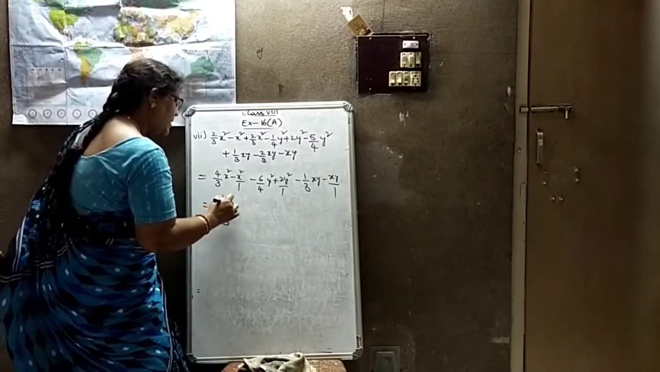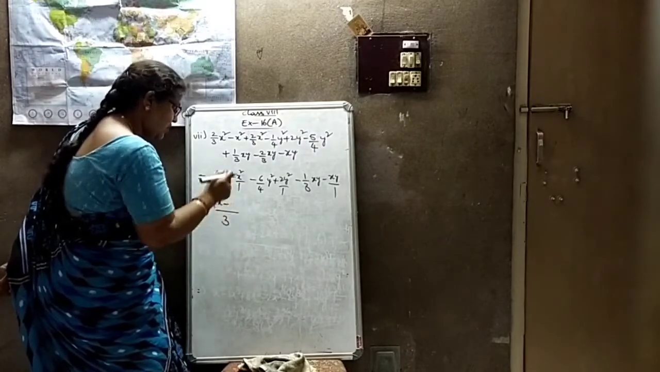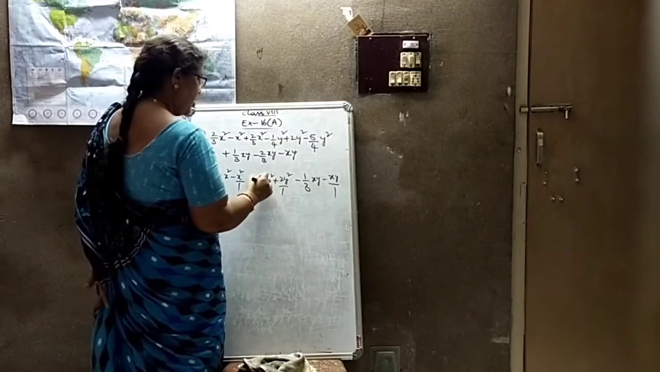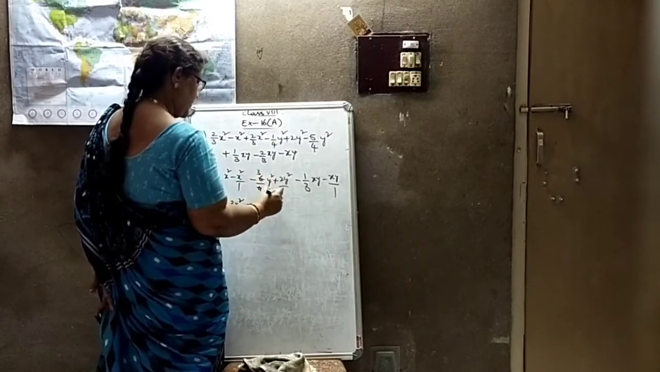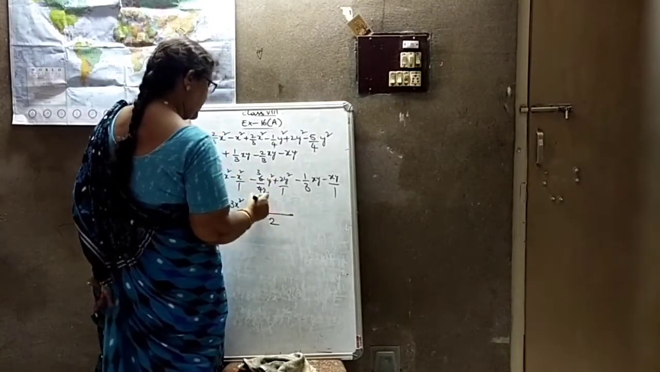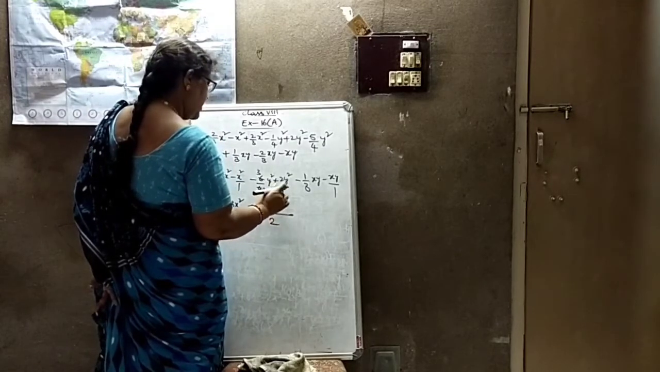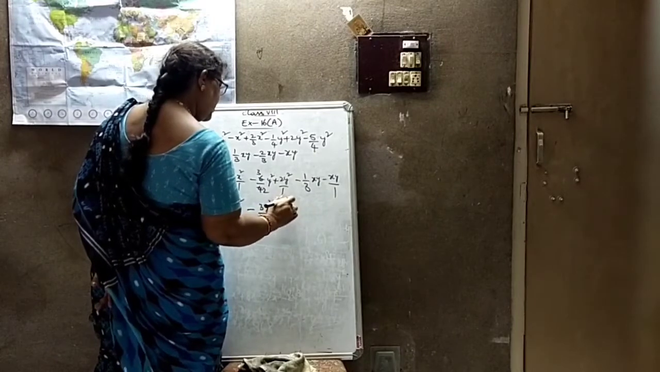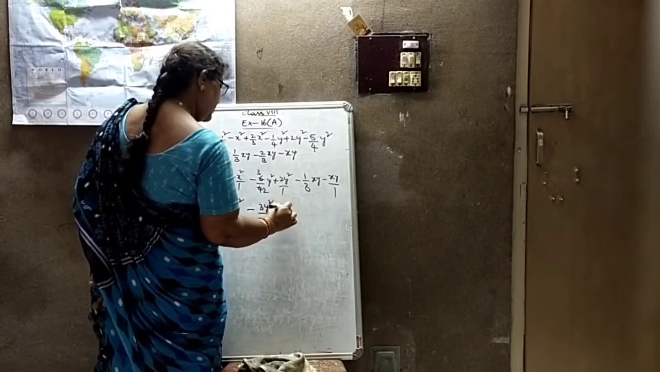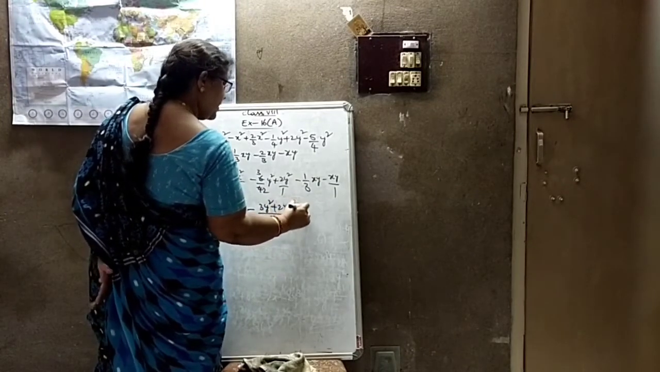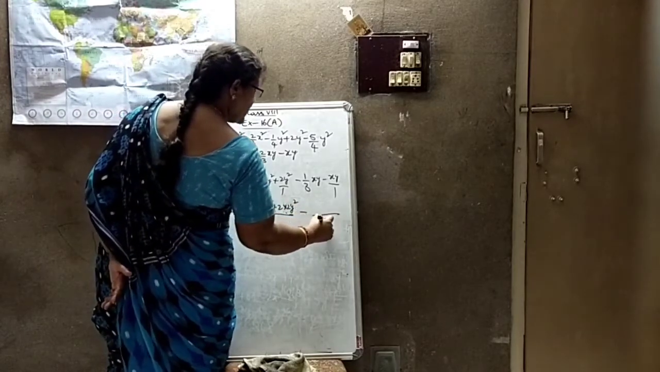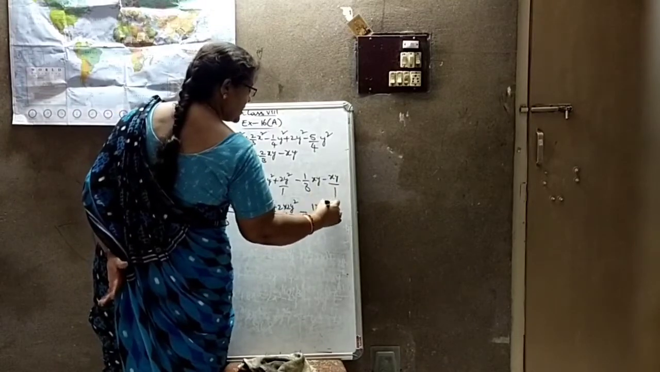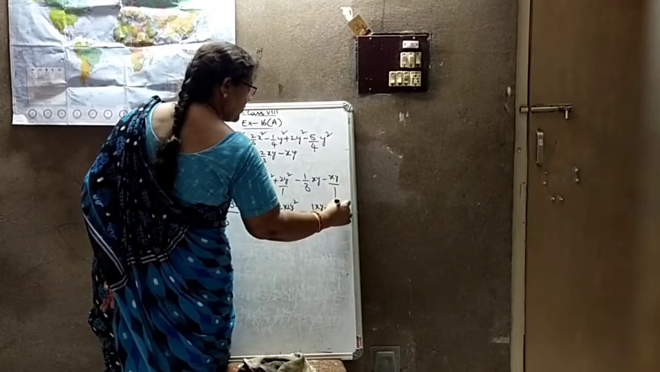4x square minus 1, 3 times 3 into x square, 3x square. Minus, here you can cancel 3 times and 2 times. So 2 is LCM. 3y square, 1, 2 times 2 into 2, y square. Minus, 3 is LCM. 1 into xy minus 1, 3 times 3xy.